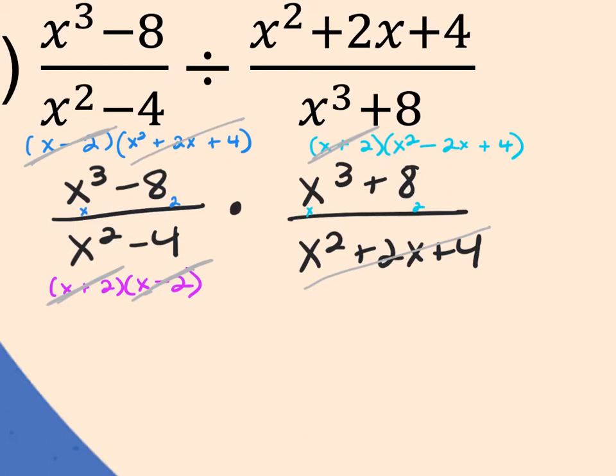Now look straight across at my numerator. All I've got left is x squared minus 2x plus 4. Denominator, nothing left.